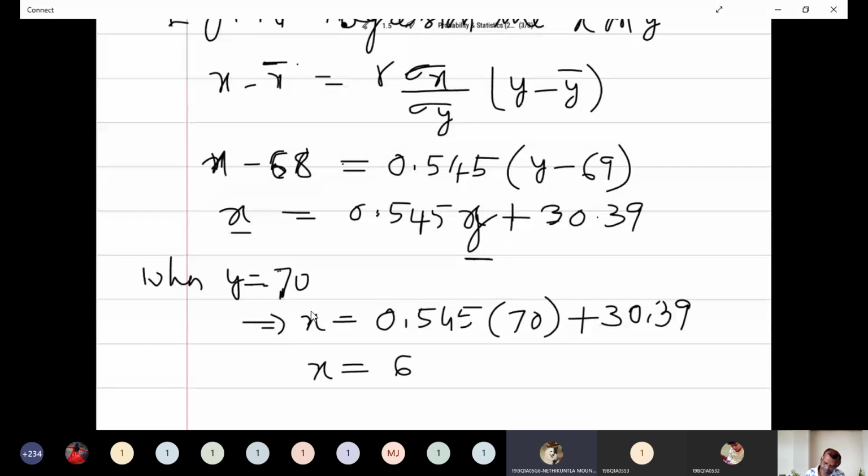68.54. Yes, this is the value of x. And also we can find the correlation coefficient.